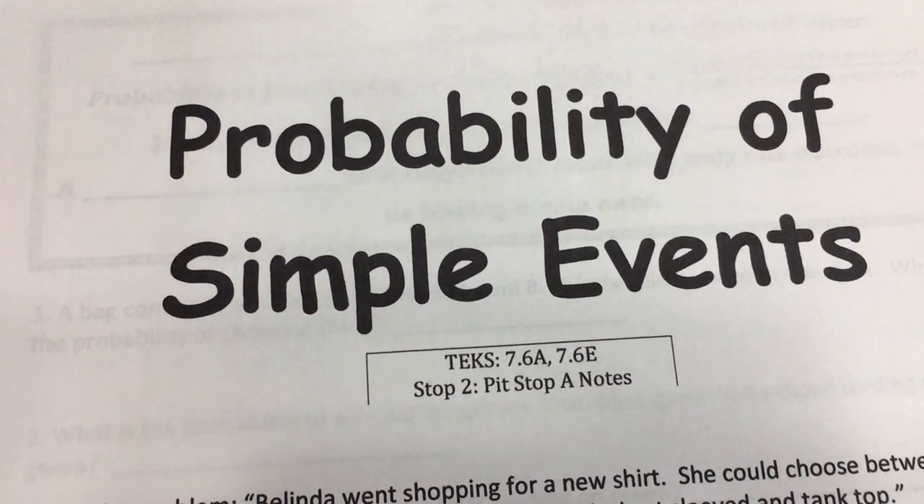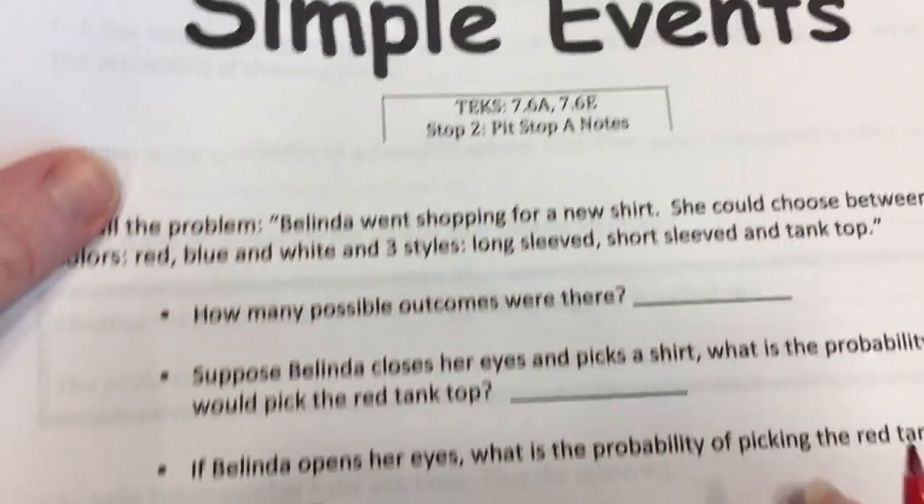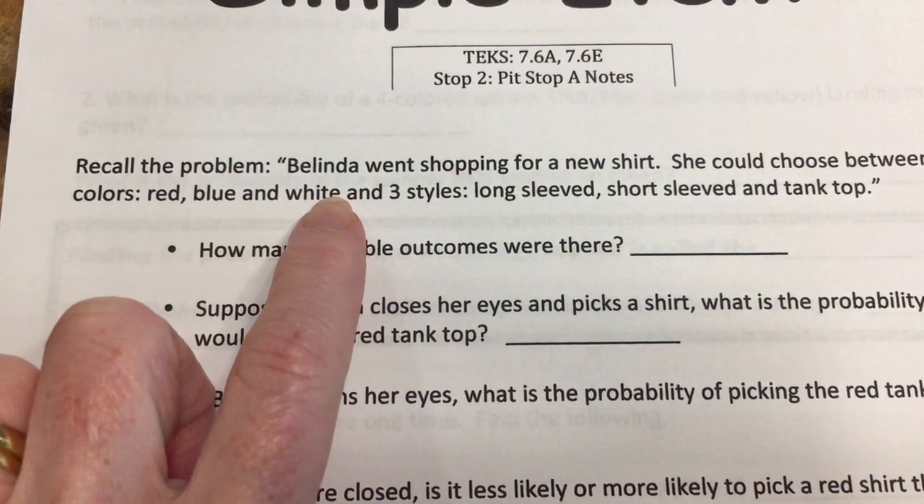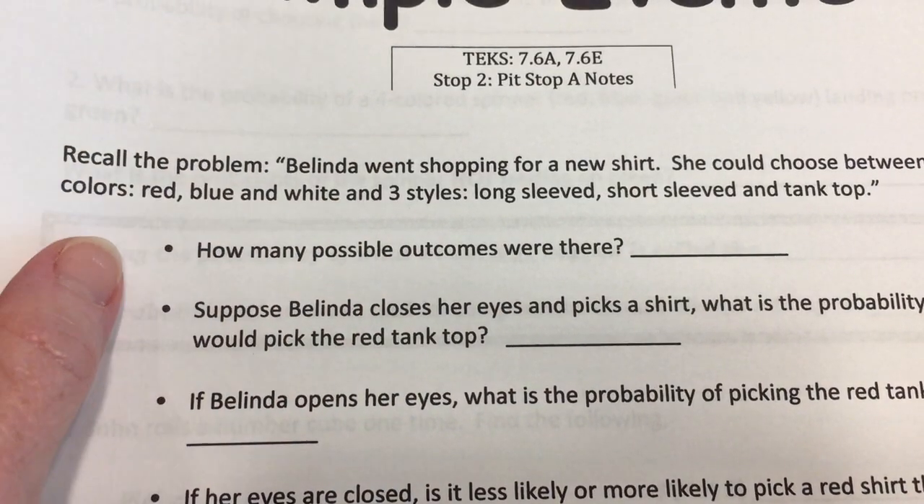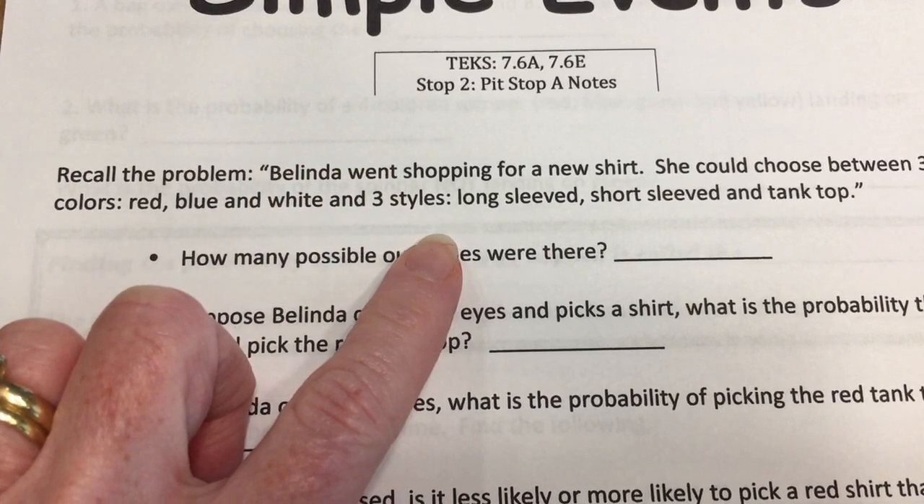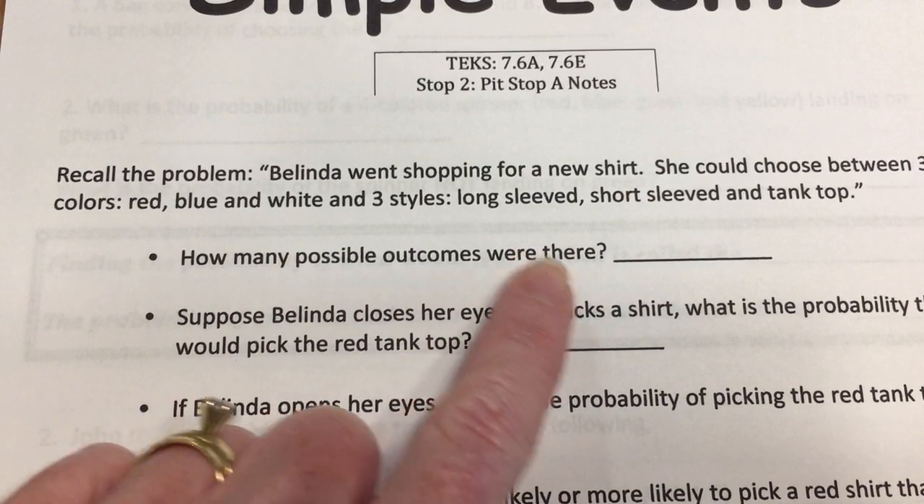In this video, we're going to be talking about the probability of simple events. In an earlier video, we talked about sample space. You may remember the problem: Belinda went shopping for a new shirt. She could choose between 3 colors, red, blue, and white, and 3 styles, long sleeve, short sleeved, and tank top. How many possible outcomes were there?